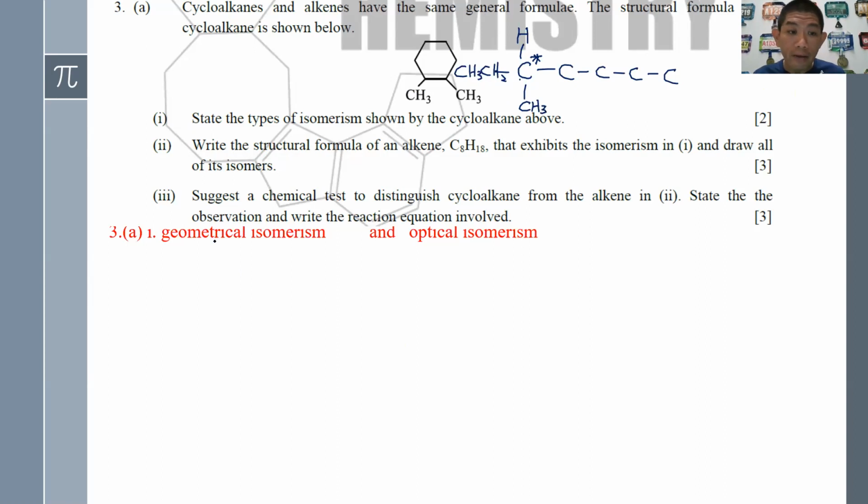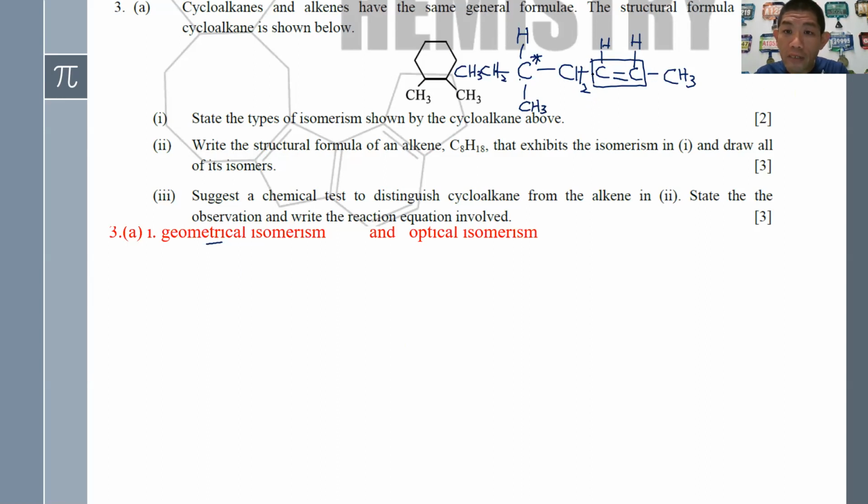Now, what about the other type, the geometrical isomerism? So geometrical isomerism must contain at least a C double bond C, and has number 2 surrounded by 2 different atoms or group of atoms. So this is also quite simple, where you just draw this one as H, while this one also as H, then this one is CH3, then this one is CH2, and then you can already say that this molecule possesses both geometrical and also optical.